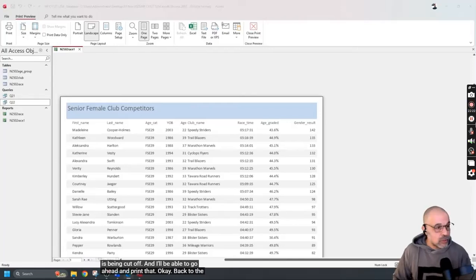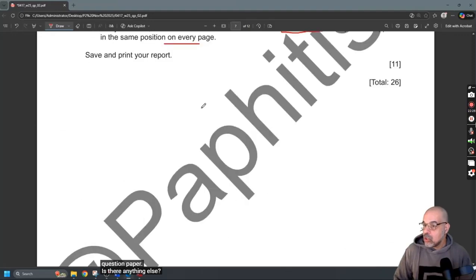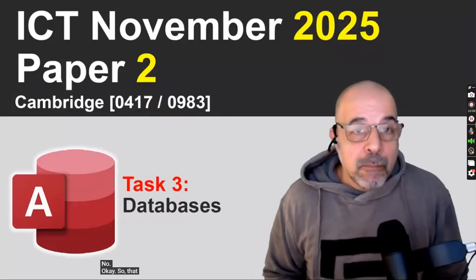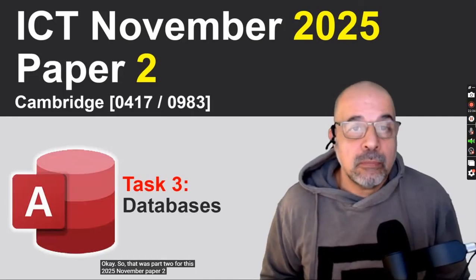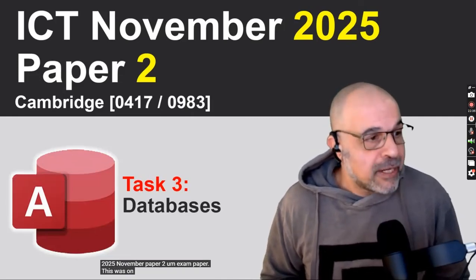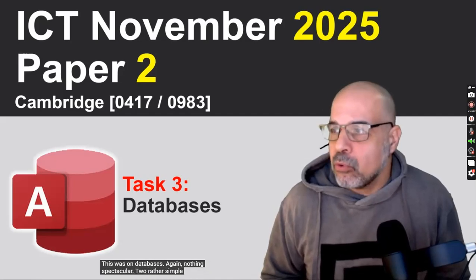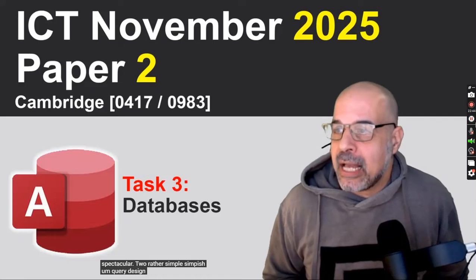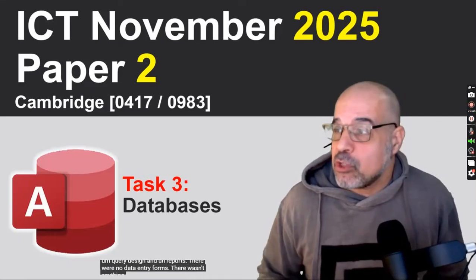Okay. Back to the question paper. Is there anything else? No. Okay, so that was part 2 for this 2025 November paper 2 exam paper. This was on databases. Again, nothing spectacular, 2 rather simplish query design and reports. There were no data entry forms. There wasn't anything, which is really weird.